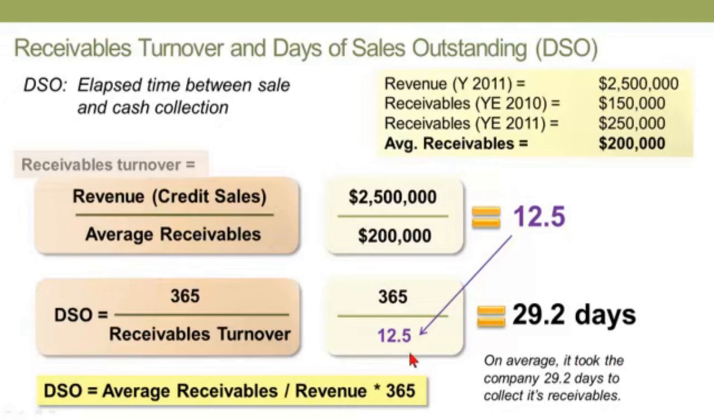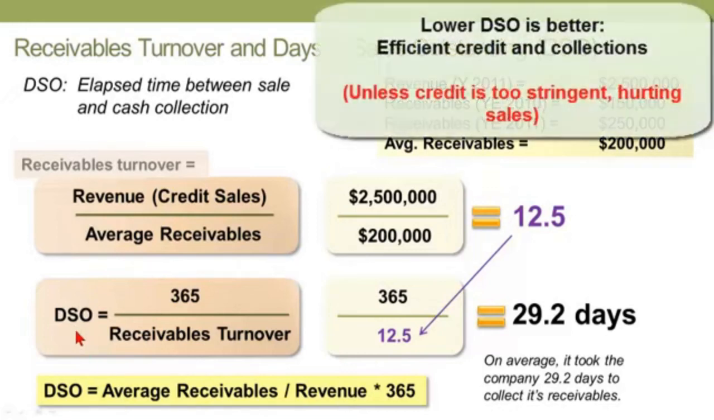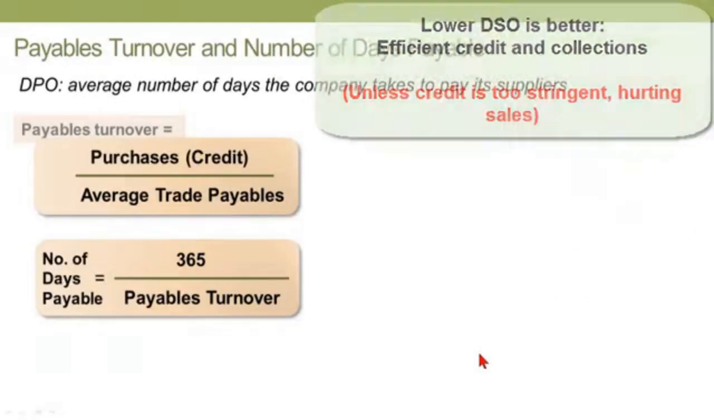Now, there's also a little bit of equivocation here, but generally, we like to see a lower number, a lower DSO, that is. A lower DSO means that the company is collecting its cash faster, so it's more efficient with its credit and collection policy. On the other hand, hopefully it's not so efficient that it's actually employing stringent credit policies. High DSO could be a red flag.